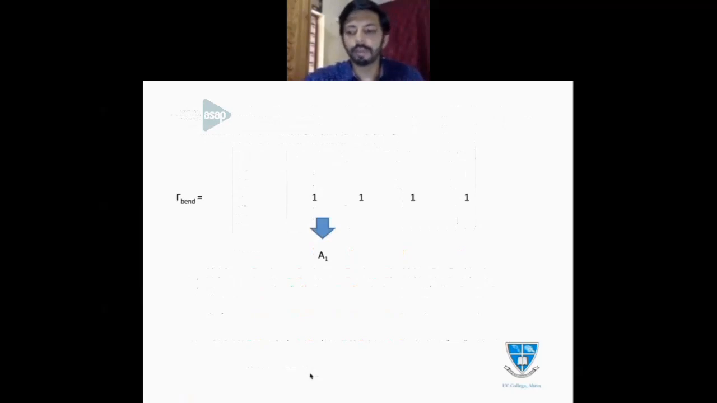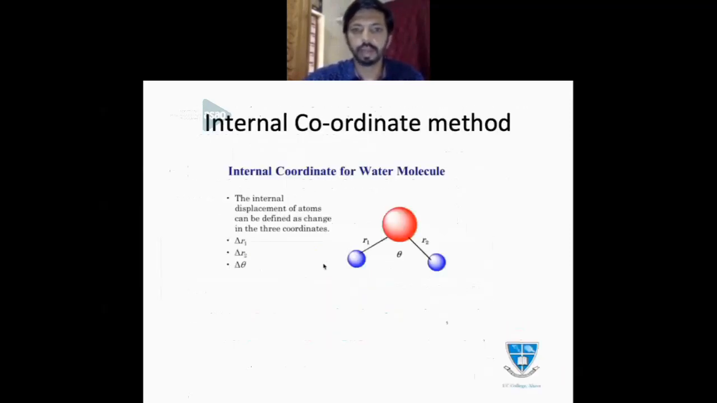For the bending vibration, we have already determined the reducible representation is 1, 1, 1, which is actually an irreducible representation, that is A1. So the bending vibration will have A1 symmetry. Okay, so this is the internal coordinate method.